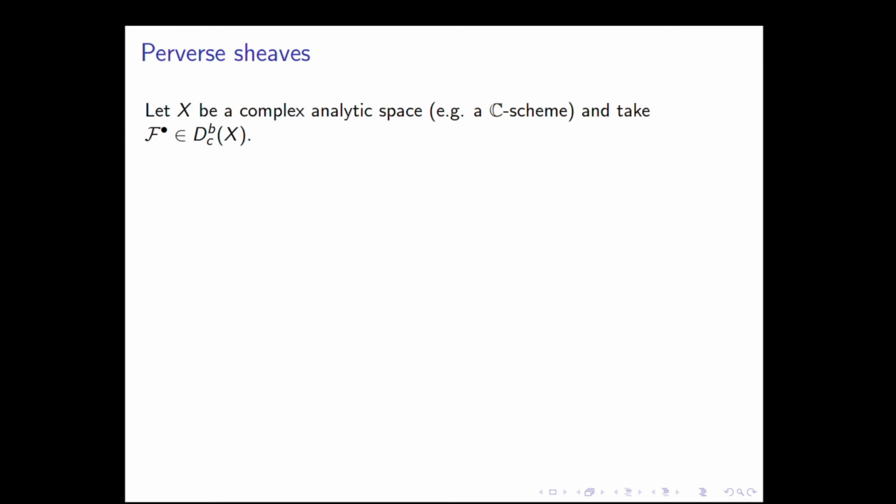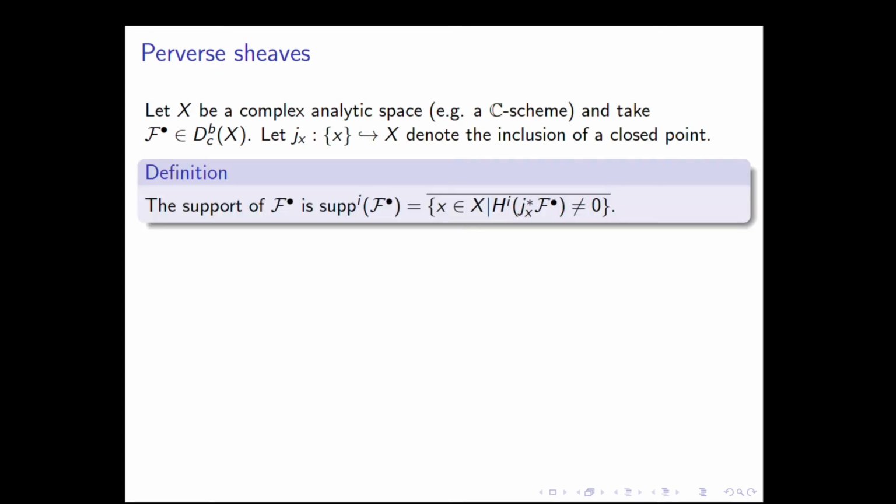So perverse sheaves are a certain class of objects in the bounded derived category of constructible sheaves on X. That is, constructible sheaves of abelian groups, denoted D^b_c(X). And to define a perverse sheaf, we need to understand the notion of the stalk of a sheaf. So given the inclusion of some closed point, we can consider the pullback of the sheaf to that point, represented by j_x^*, that is the pullback of the sheaf to the point little x. And then we can consider the set of all points with non-vanishing stalk cohomology. And that is the notion of the support of a sheaf.